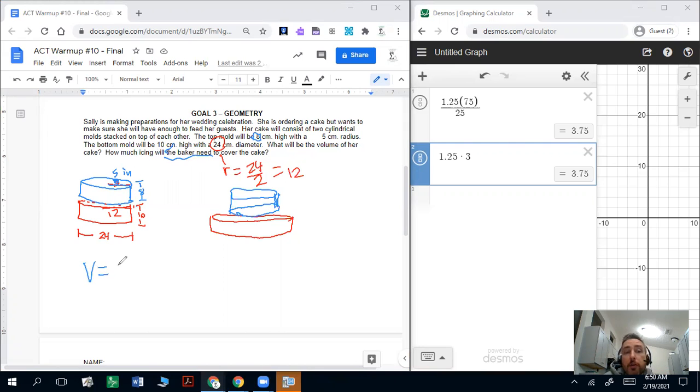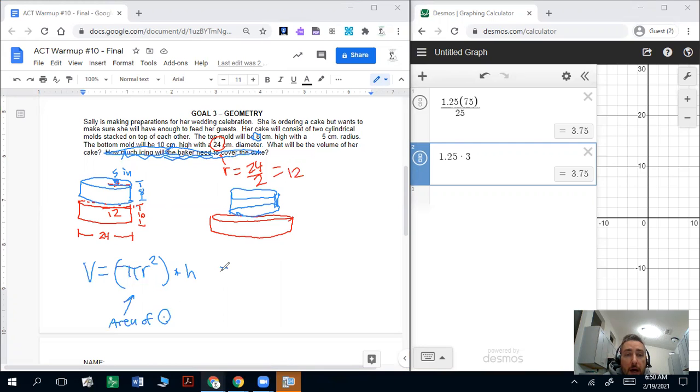The volume of a cylinder is pi r squared, that's the area of the circle, multiplied by the height. So we got 2 volumes. We're going to add them together. So we're just going to focus on that. We don't need the icing part because that's going to be a hard area problem.